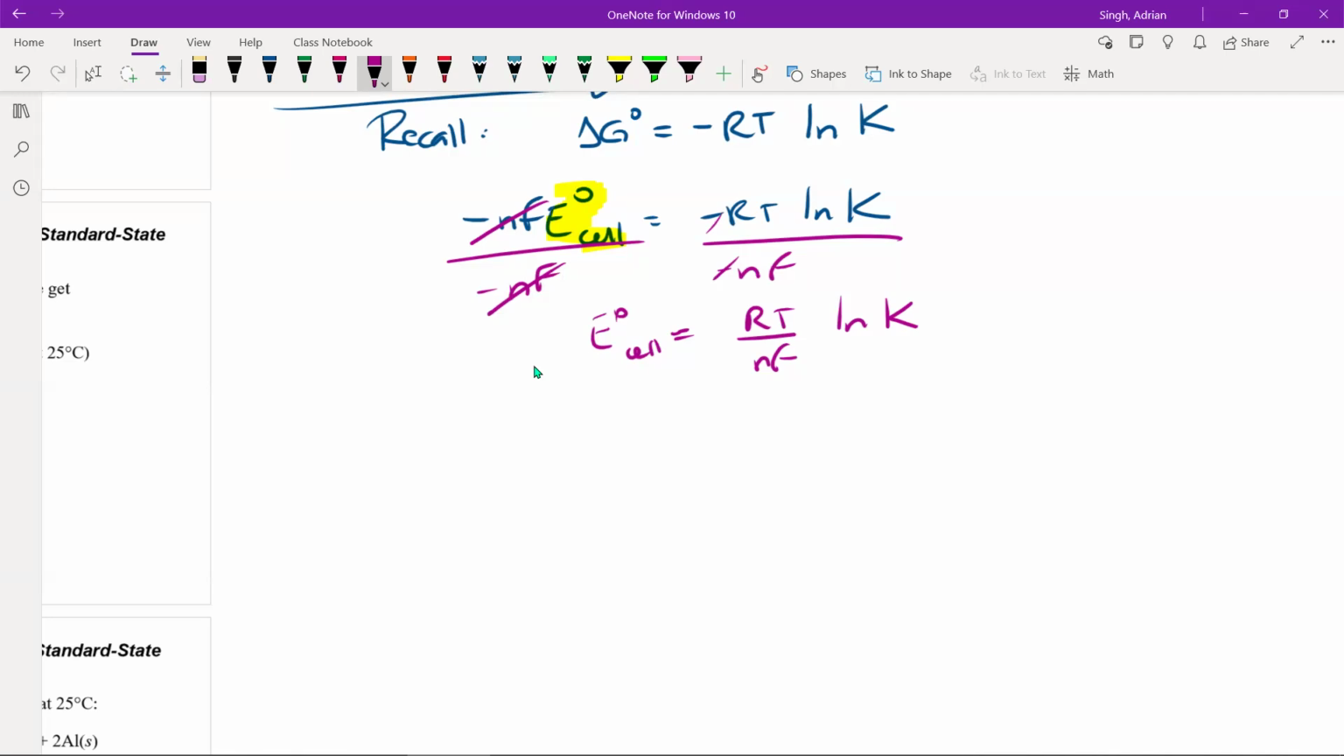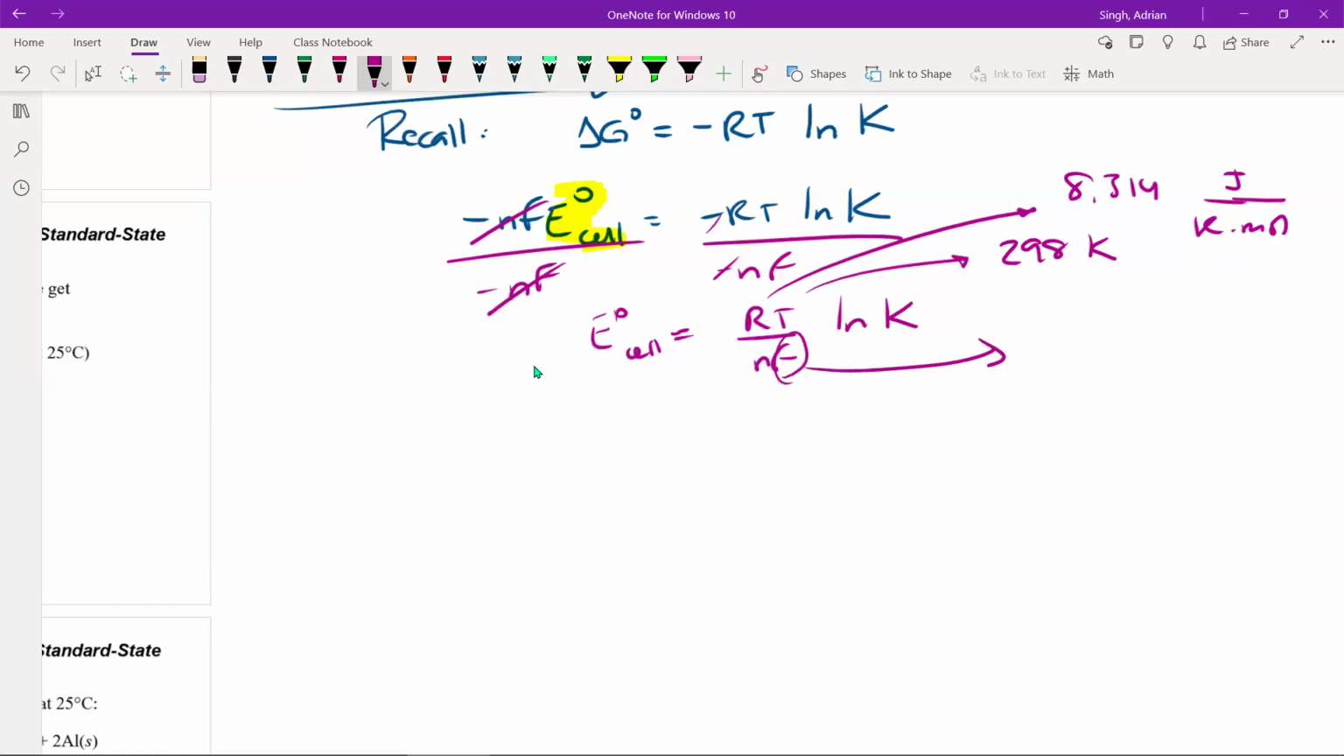So under standard conditions, we know that the temperature here is 25 degrees Celsius, which is 298 Kelvin. We know that N is the number of moles of electrons. R here is the gas constant, 8.314 joules per Kelvin mole. N is the number of moles. F there is Faraday's constant, and we can express it in terms of joules. So it's 96,500, and that's joules per volt times moles of electrons.